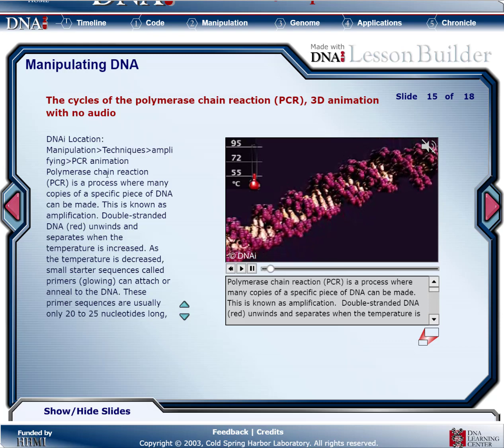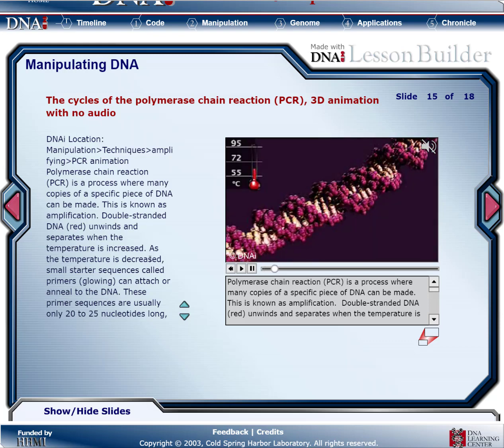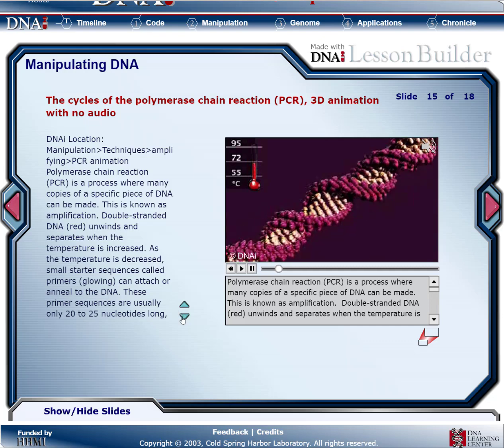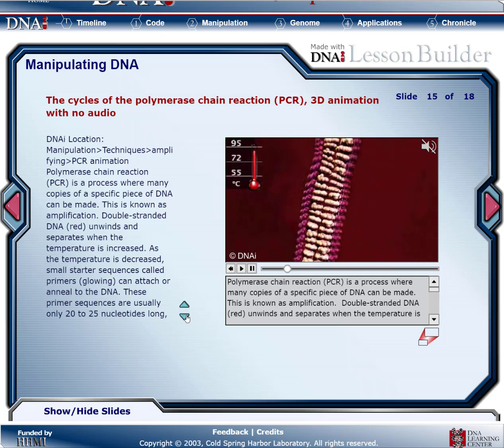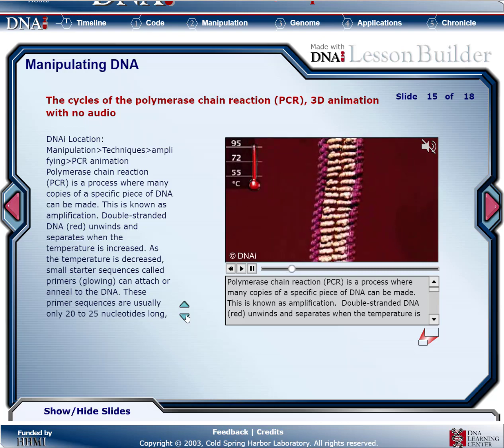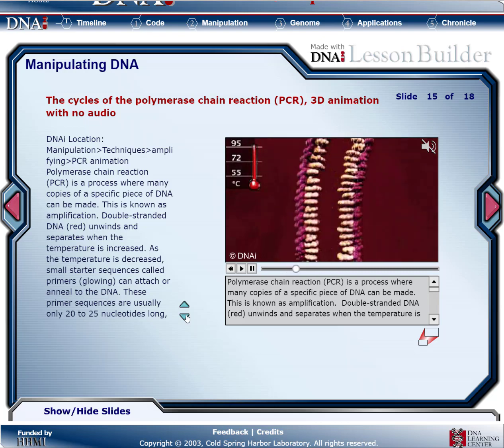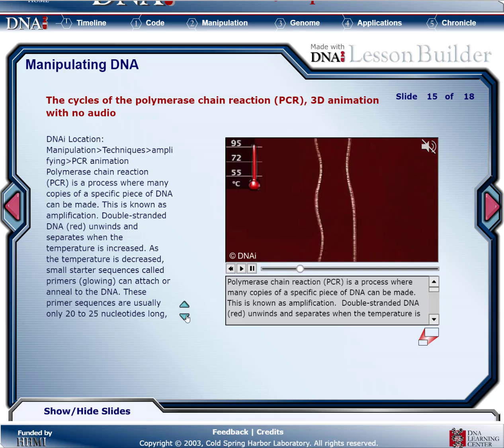Okay, so PCR animation. PCR is a process where many copies of a specific piece of DNA can be made. This is known as amplification. Double-stranded DNA unwinds and separates when the temperature is increased. As the temperature is decreased, small starter sequences called primers, which are glowing, can attach or anneal to the DNA.